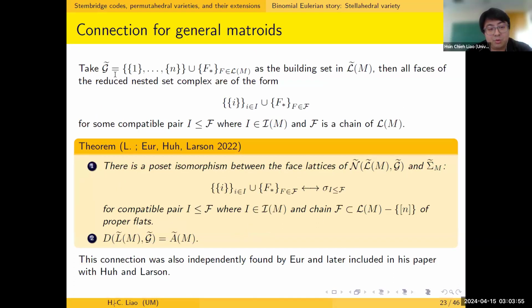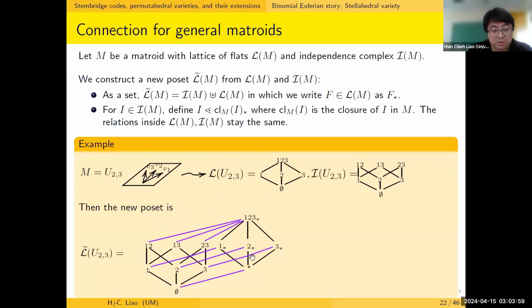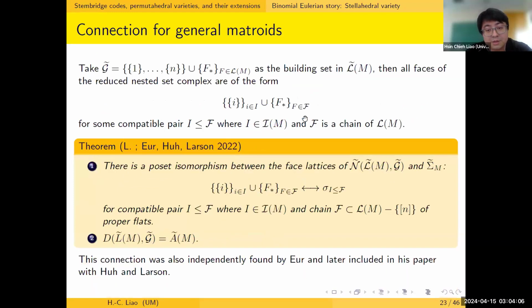Then we take the building set to be this thing. In our example, it's all these 1, 2, 3, and then the whole lattice of flats. In this case, we showed that for this building set and this lattice, the faces of the reduced nested set complex are of the form like this, where I and F form a compatible pair. So we can construct the poset isomorphism between the face lattice of this new reduced nested set complex and the augmented Bergman fan of the matroid M, which are connected by these compatible pairs. We further show that if we consider the algebra D L tilde M, N G, it is exactly equal to the augmented Chow ring.